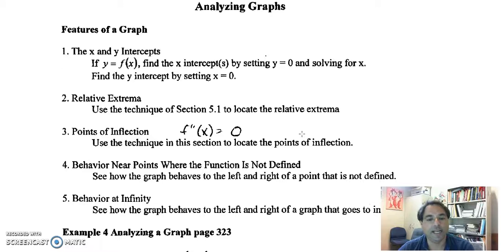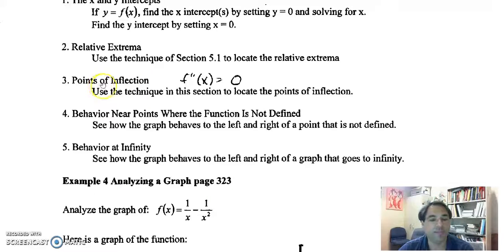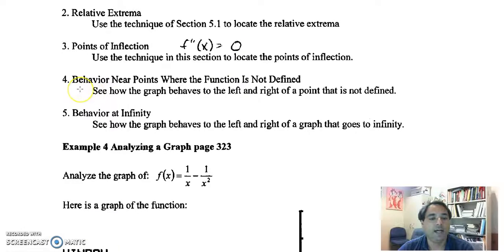and we're going to talk about analyzing a graph. Okay? So when we analyze a graph, there are some things we're going to look into. We're going to look into finding the x and y intercepts. Remember, to find an x-intercept, y is 0. To find a y-intercept, x is 0. We're going to look at the extrema, which would be the stationary, singular, and endpoints, all the things we would talk about in Chapter 5. Points of inflection, which we talked about: you take the second derivative, set it equal to 0, and solve. Behavior near points where the function is not defined. So we're going to look for asymptotes, vertical and horizontal.